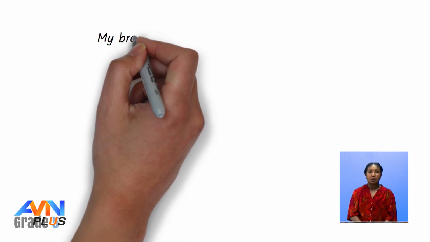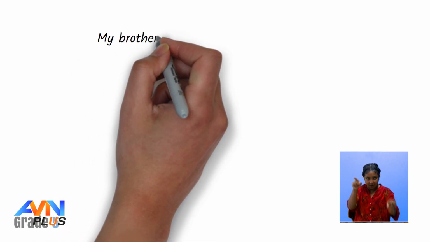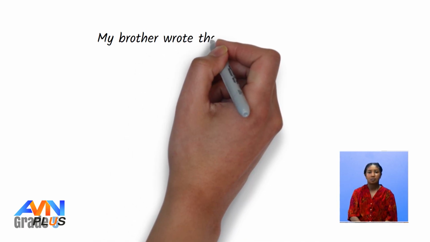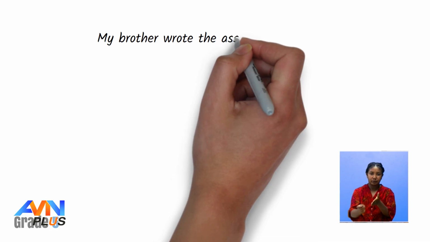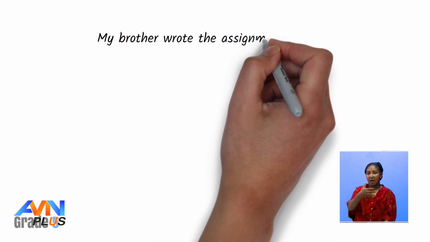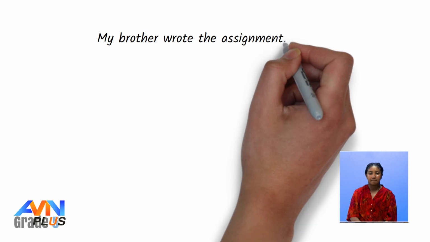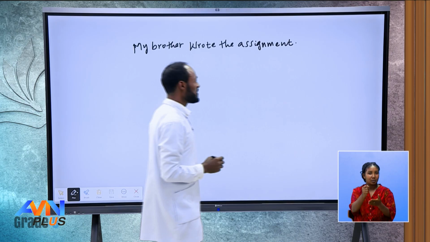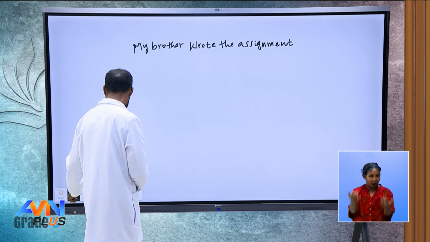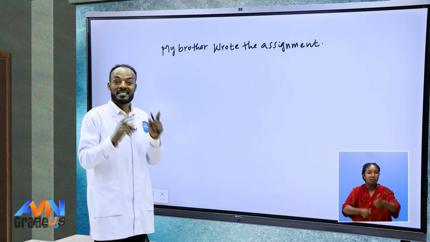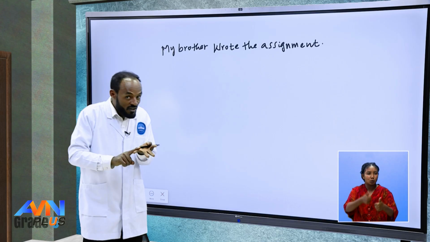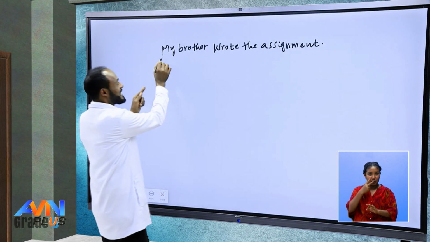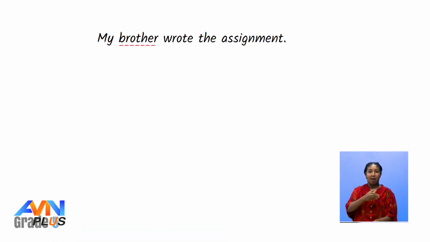My brother wrote the assignment. Look at the sentence. Wrote the assignment. Now we have to identify which one is the subject, which one is the verb, which one is the object. In this sentence, my brother is the subject.